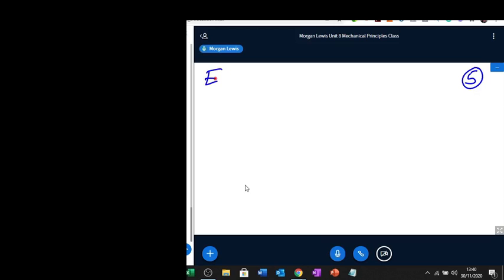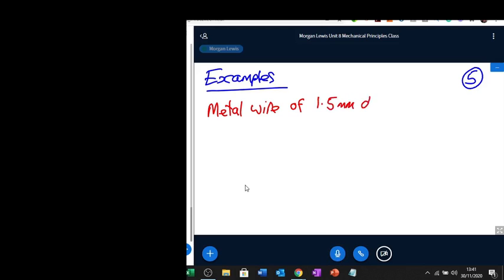Let's do a couple of examples then, just to back it up. Let's do some examples. Let's say we've got a metal wire of, I don't know, 1.5 mil diameter.